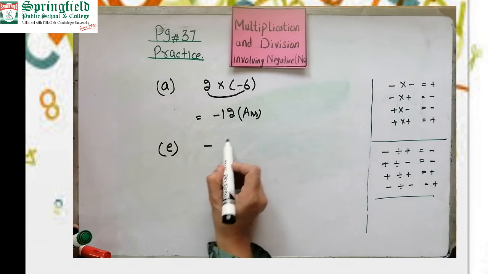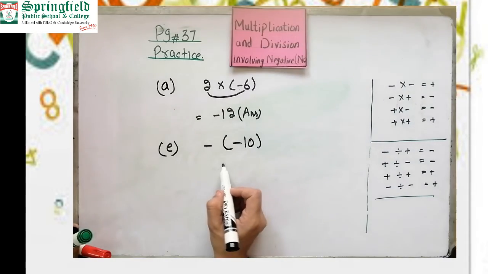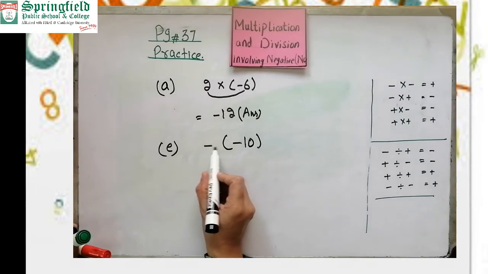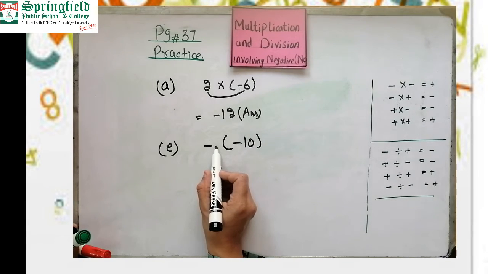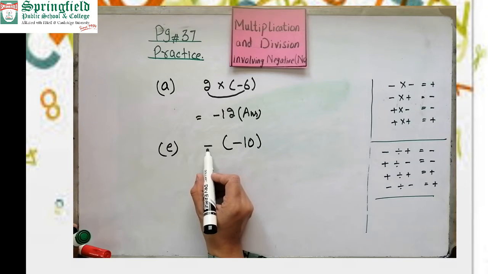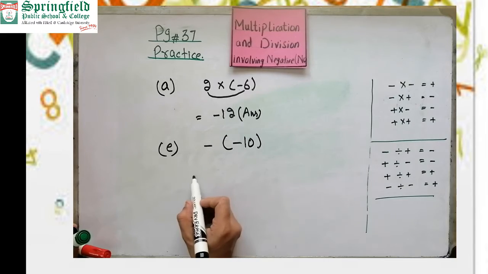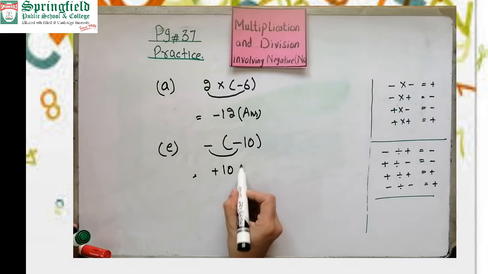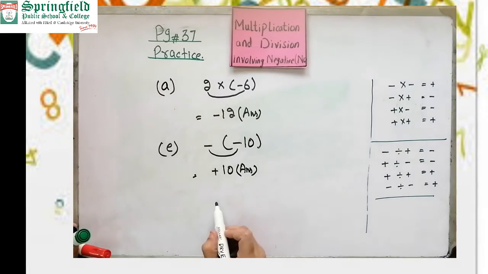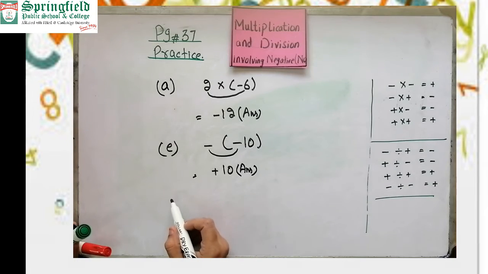E part, minus and then in the bracket minus 10. So what will be the answer? Beta, during this minus sign and the other minus sign, the sign is multiplication. It means minus sign is multiplied with minus 10. So what will be the answer? Minus minus plus 10. Understood? Okay.